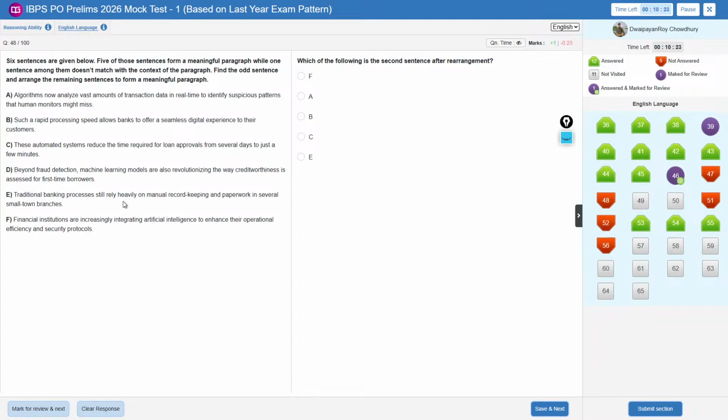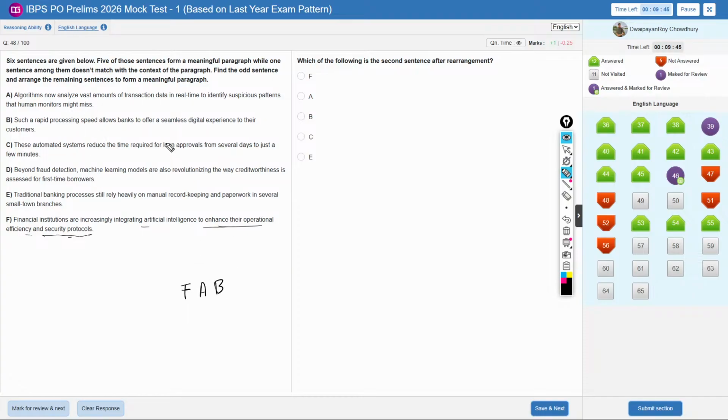Traditional banking process still rely heavily on manual record keeping paperwork in several small town branches. Financial institutions are increasingly integrating artificial intelligence to enhance their operational efficiency and security protocol. The financial institutions are increasingly integrating AI to enhance their operational efficiency and security protocol. Algorithms now analyze vast transactions in real time, identifying suspicious pattern that human monitors might miss.